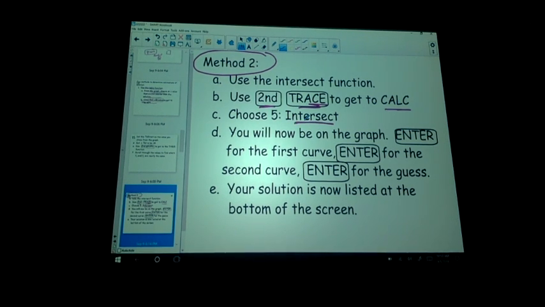And what your calculator is going to do, if you had 2 lines drawn, it's going to label one of them L1, one of them L2. And once you do this, you're hitting enter and enter. So you're incorporating the first curve, second curve, hit enter. You're going to get the answer as long as you can see the intersection on your graph. So you have to zoom out enough or zoom in enough so you can see it intersect.